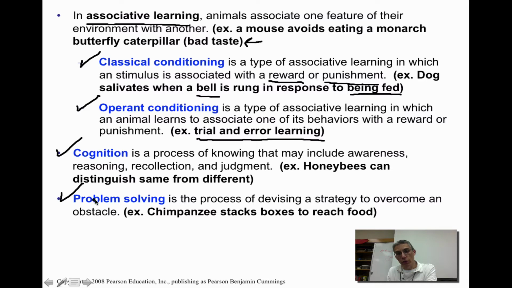Another type of learning we need to look at is called problem solving. This is the process of devising some sort of strategy to overcome an obstacle. A really good example of this would be chimpanzees. You can put food in their environment where it's really hard to get at, but if you give them a set of boxes, they can figure out, or problem solve, that they need to stack the boxes to be able to reach the food. So this is a good example of a problem solving type of learning.